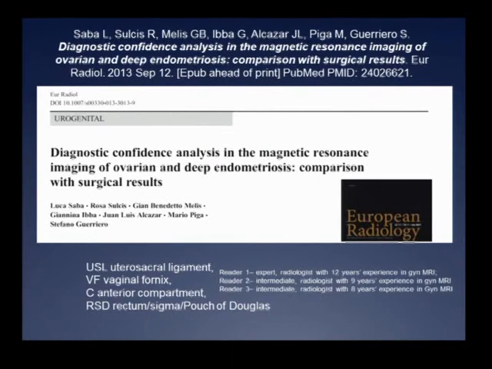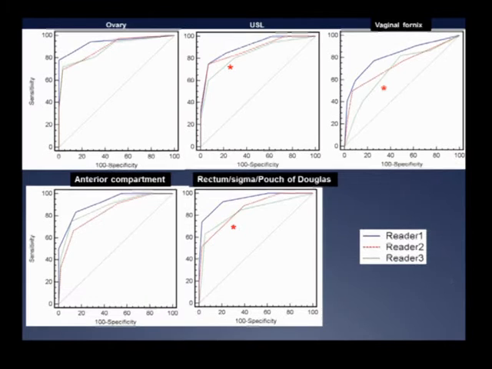And this one is the last paper about this, and we studied the relationship with radiologists with different experience in this field, and we observed that in some locations it's very difficult for younger radiologists to obtain a good diagnosis.